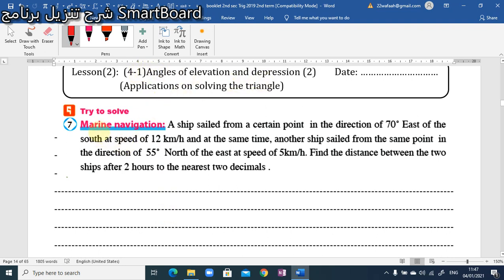We have here a ship sailed from a certain point in direction of 70 degrees east of south at a speed of 12 km per hour, and at the same time another ship sailed from the same point in the direction of 55 degrees north of east at speed of 5 km per hour. Find the distance between the two ships after 2 hours to the nearest 2 decimal.